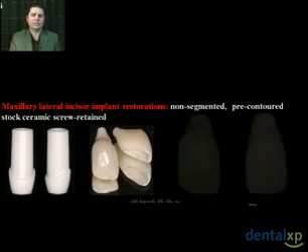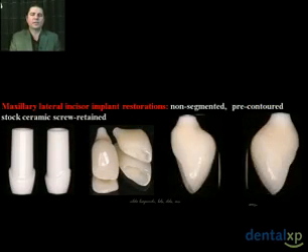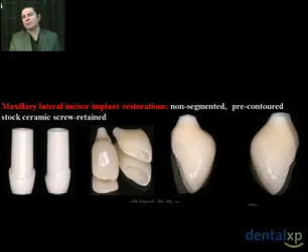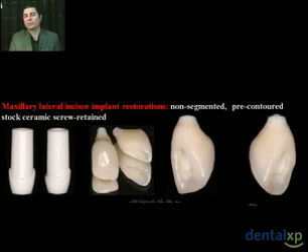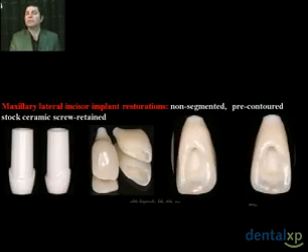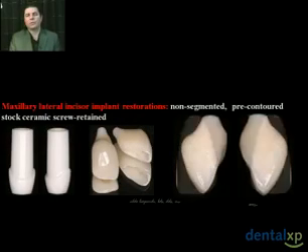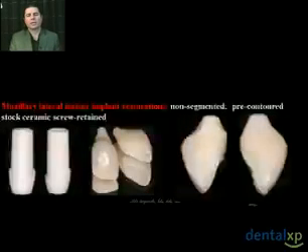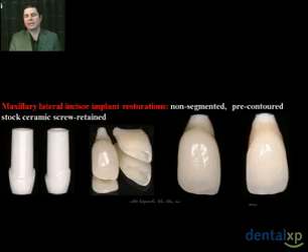I'd like to share with you this example. Two lateral incisors. This is a non-segmented, pre-contoured stock ceramic screw retained restoration. The company is Lifecore Dental. It's an all-ceramic zirconium abutment. And Johnny Nicanoni, my ceramist, has baked porcelain directly to the abutment.